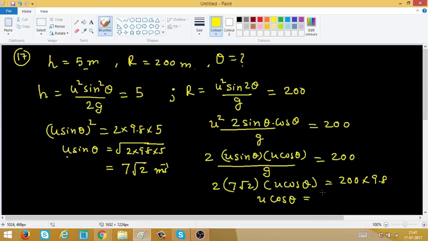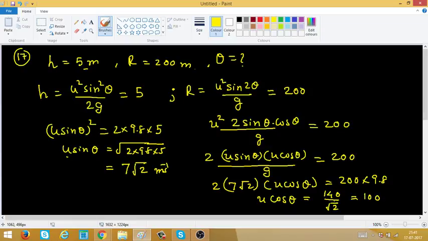From this I can find the value of u cos theta, and u cos theta comes out to be 140 by square root of 2. This would be approximately 140 by 1.41, because square root of 2 is 1.41, so this would be approximately 100.